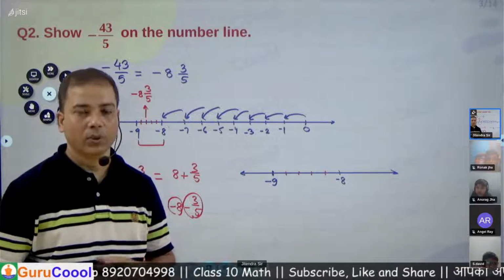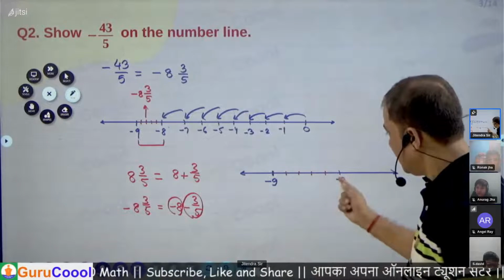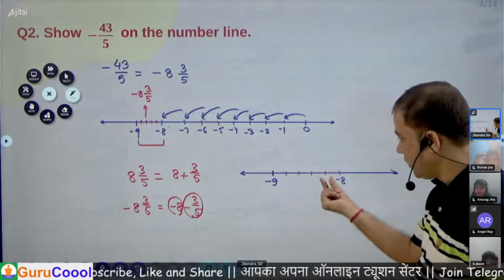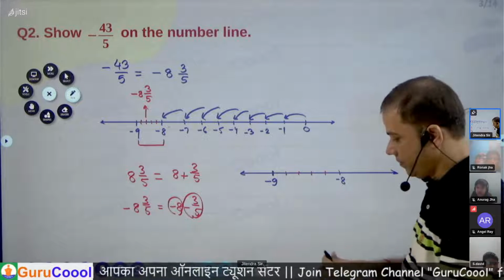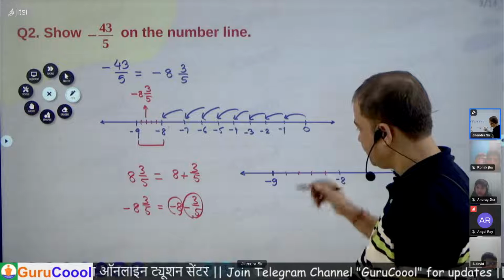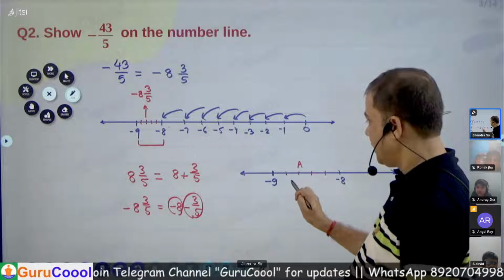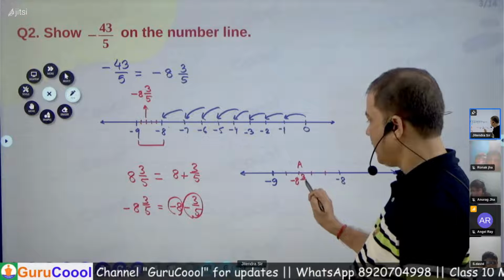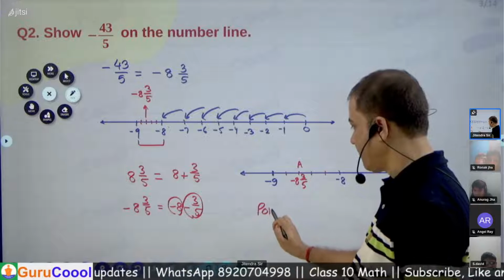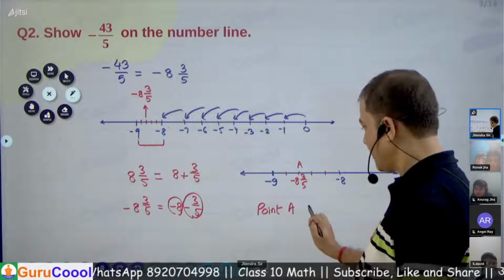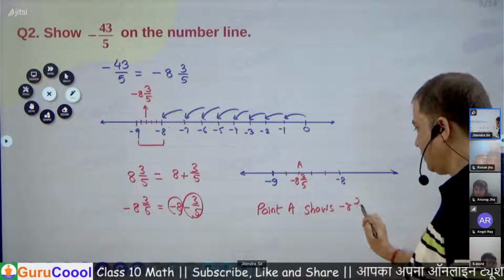It will look good. And then you can represent, this is -8 and 1 by 5, -8 and 2 by 5, -8 and 3 by 5. This third point, A, that is -8 and 3 by 5. And then right here, point A shows -8 and 3 by 5.